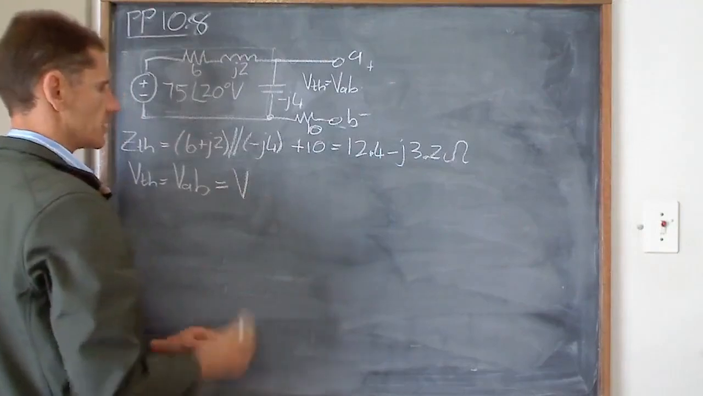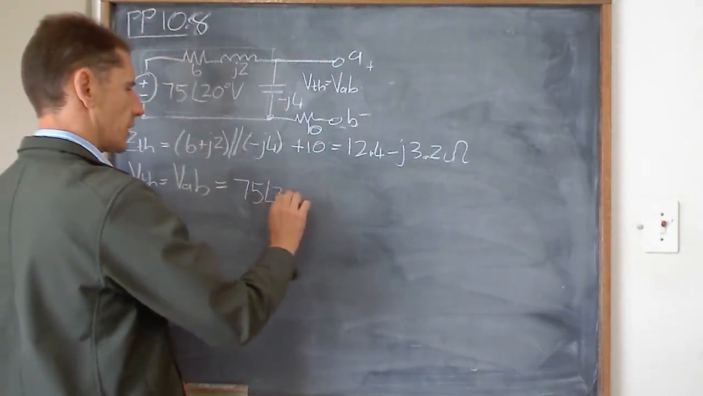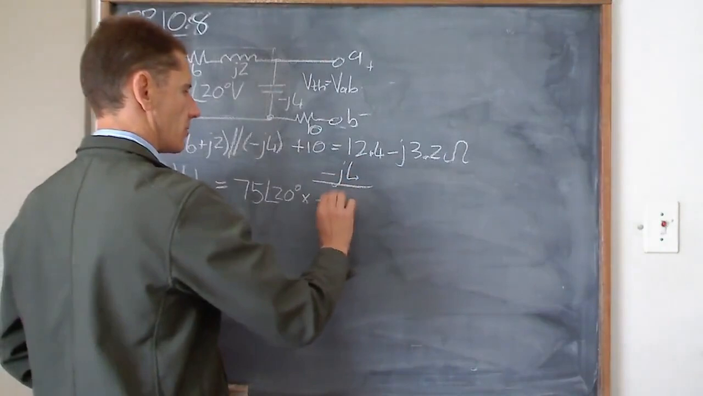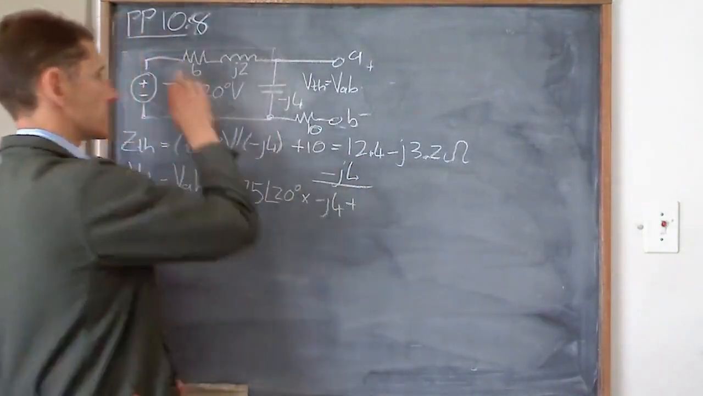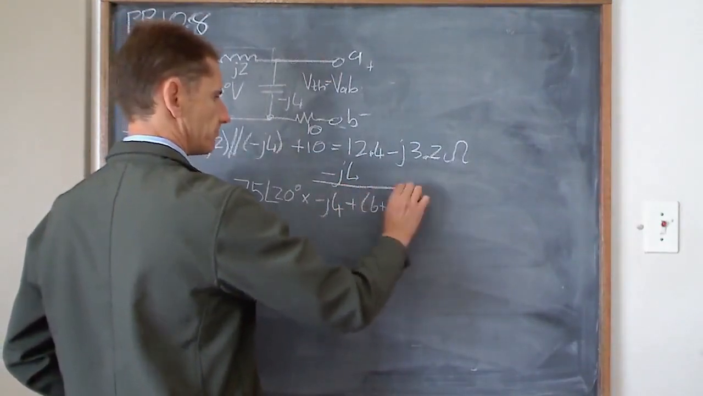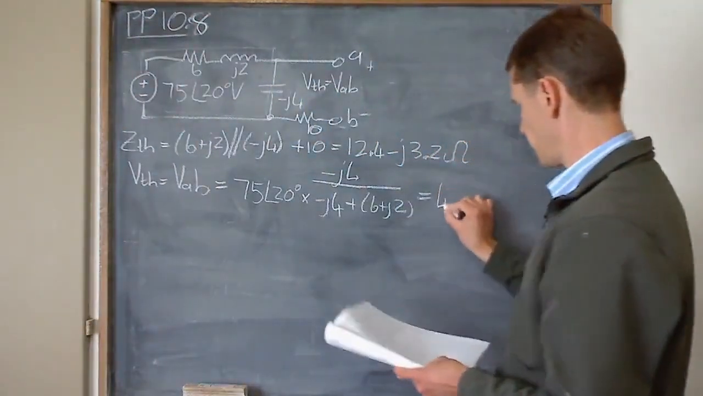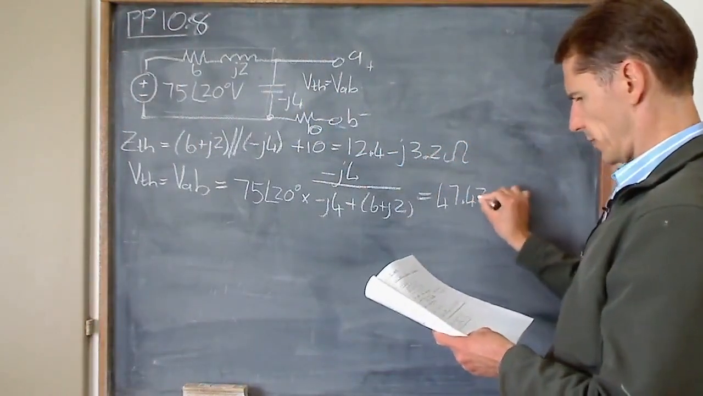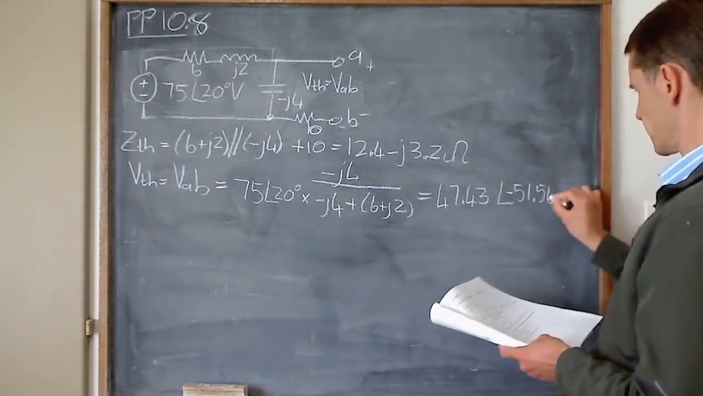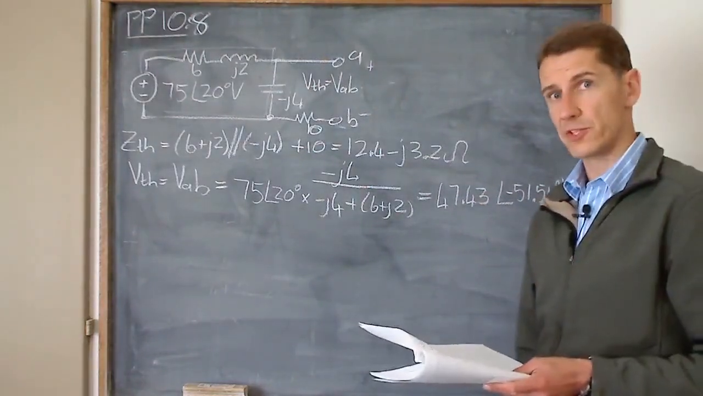You know what, let's just write the values because they don't have names. So it's going to be the 75 angle 20 degrees, multiply minus j4 over minus j4 plus that impedance, which is the 6 plus j2, and you will get 47.43 angle minus 51.56 degrees volts. Okay, you've just done your first Thevenin circuit.